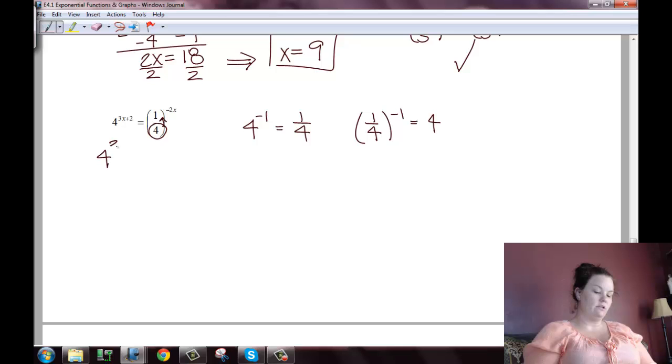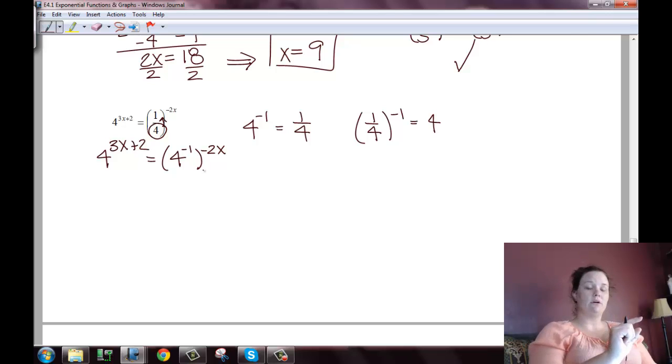So this gives me 4 to the 3x plus 2 is equal to 4 to the -1. And when I do 4 to the -1 times the 1 that's there, it's just 4 to the -1. So I don't need to write that 1 that was in the numerator anymore. Raised to the -2x. Then again, here on the right-hand side, when you have a number that has a power raised to another power, you multiply those powers. So 4 to the 3x plus 2 is equal to 4 to the 2x.